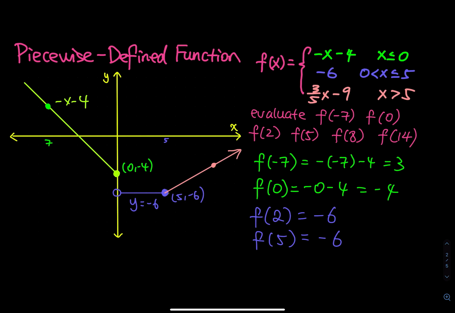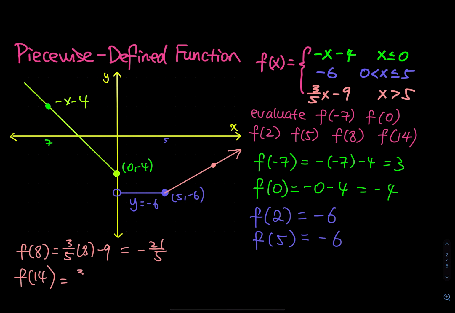And then how about the next piece, when x is equal to 8? When x is equal to 8, 8 is greater than 5, so we use the last piece. That is f of 8, which is 3 over 5 times 8 minus 9, which is equal to negative 21 over 5. And how about when x is equal to 14? So f of 14 belongs to the last piece as well. Then you have 3 over 5, times 14, and then minus 9.